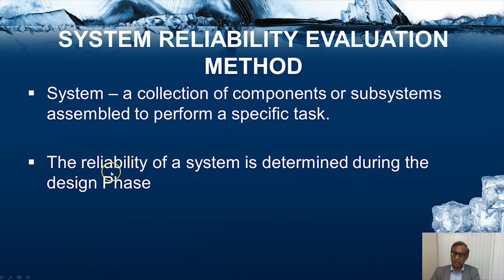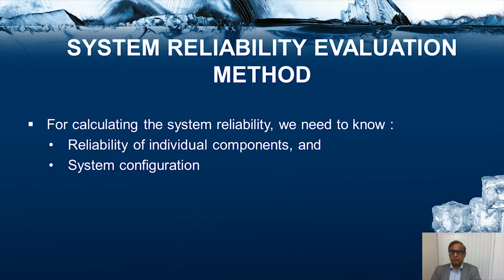And we should also remember, the reliability of a system is determined during the design phase. That means design engineers have a lot more responsibility to build reliability into the system, and sometimes that is referred to as design reliability. For calculating system reliability, we need to know the reliability of individual components. If you want to know the reliability of a particular system, you have to have information about the components constituting the system and their reliability, and also their configuration: how they are connected to each other, and how their individual function will impact the system functionality, etc.